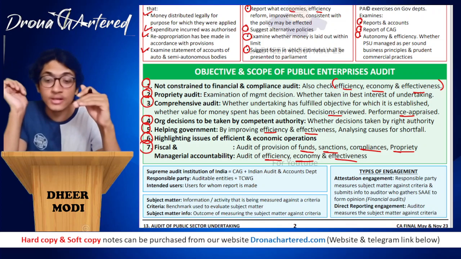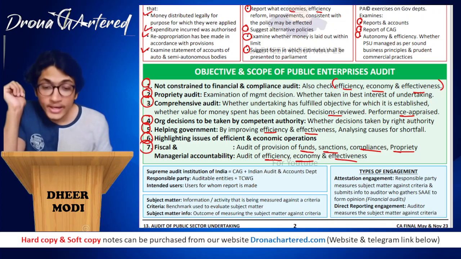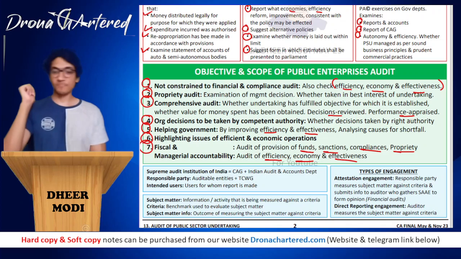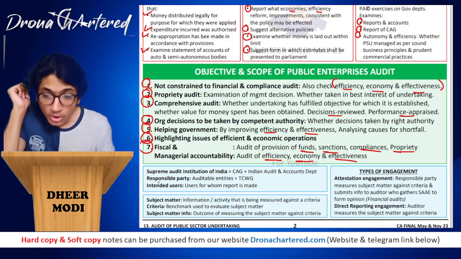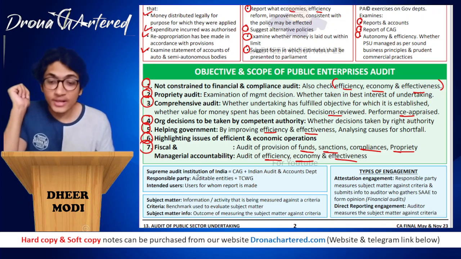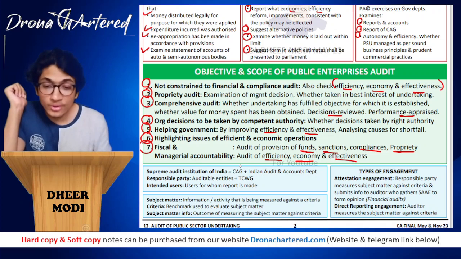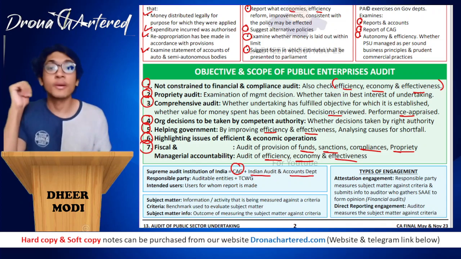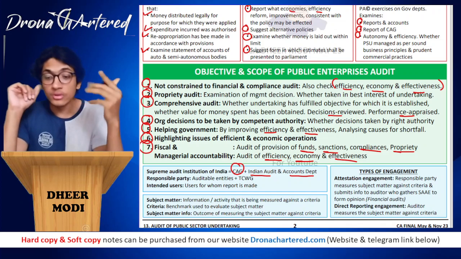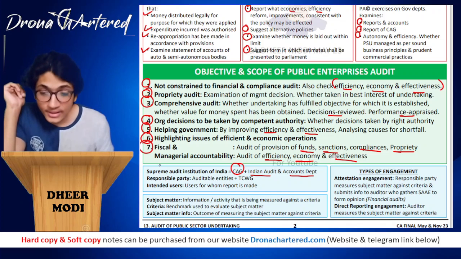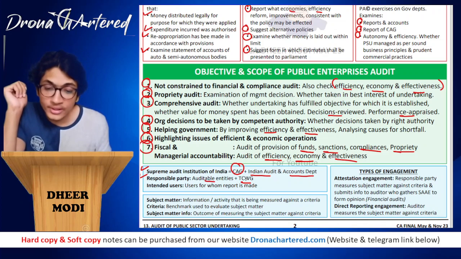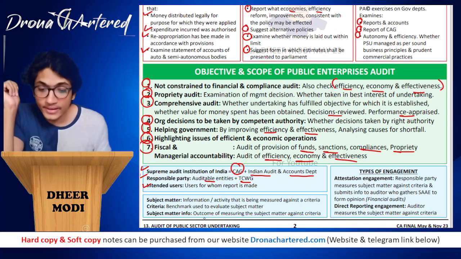But under managerial accountability, it will be audit of efficiency, economy, and effectiveness. Now your Supreme Audit Institution of India. Your Supreme Audit Institution of India is your CAG and your Indian Audit and Accounts Department. So both of these together are considered as your Supreme Audit Institutions of India. Your responsible party is the auditable entities plus those charged with governance. That means whoever is being audited and those charged with governance, they are the responsible entity.